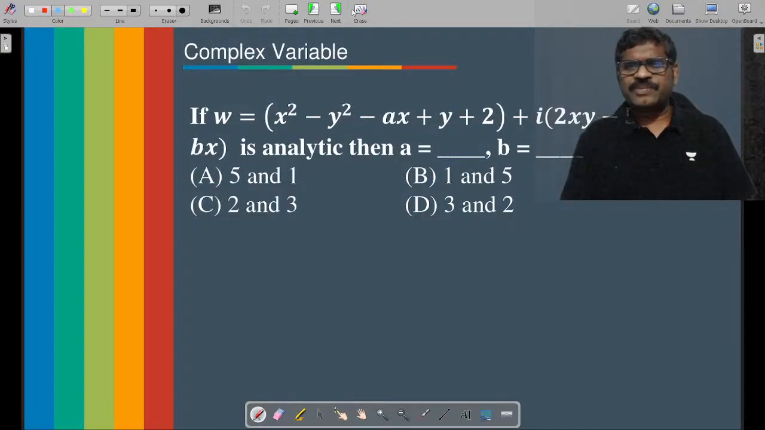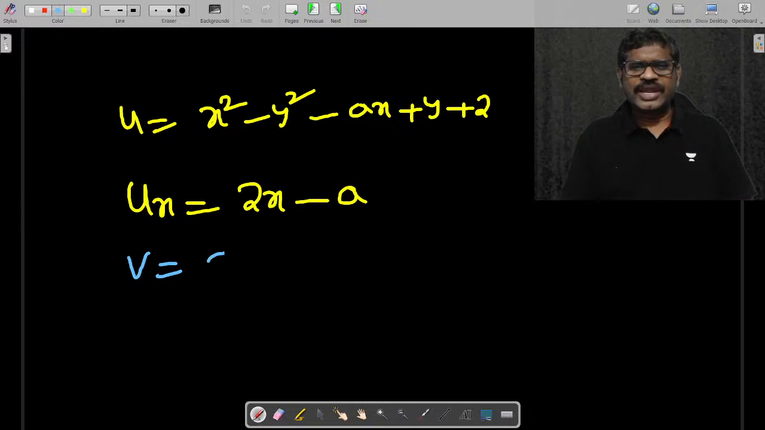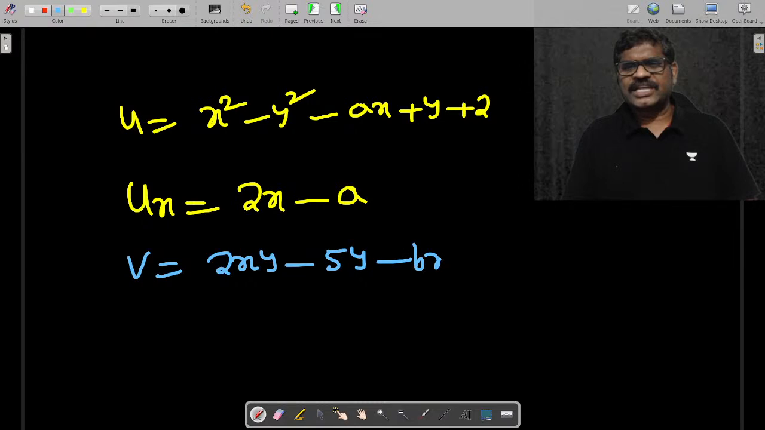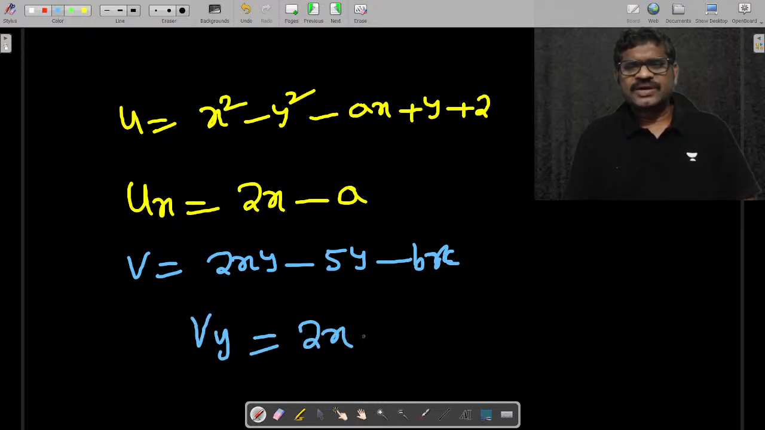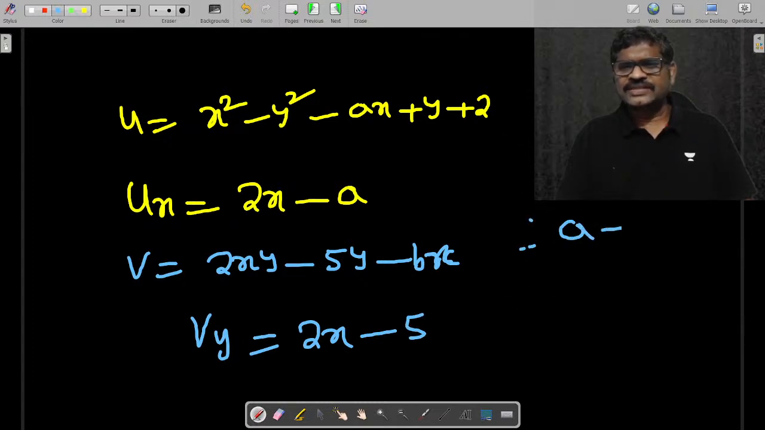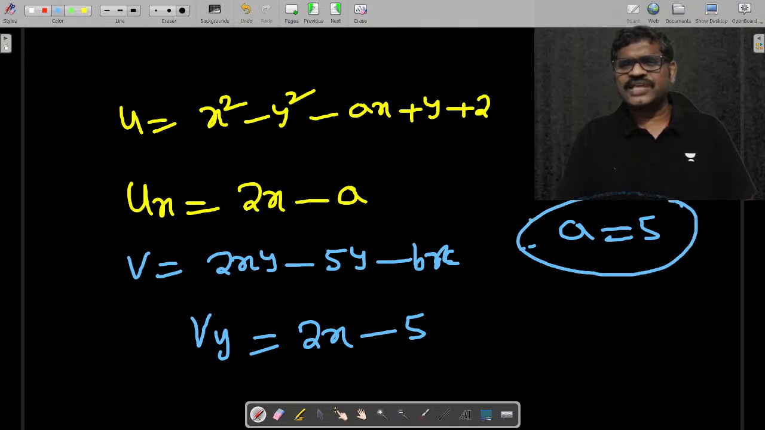2xy minus 5y minus bx. Now vy is 2x minus 5. Therefore a is equal to 5 because ux equal to vy. By using this CR equation, we can identify the value of a is 5.